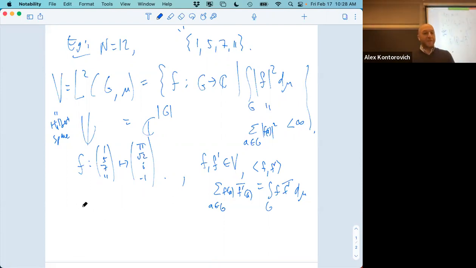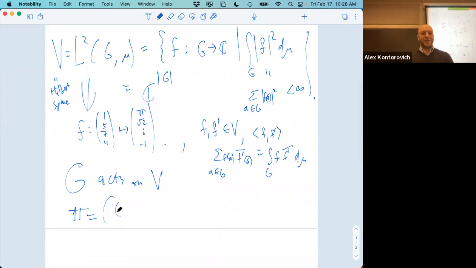Okay, now we have G. Let me slow down. Some people are still writing. Okay, so the group G acts on V itself. So this is what a representation is. The pair, some people write pi, is (G, V): a group and an action on a vector space. This is a representation.